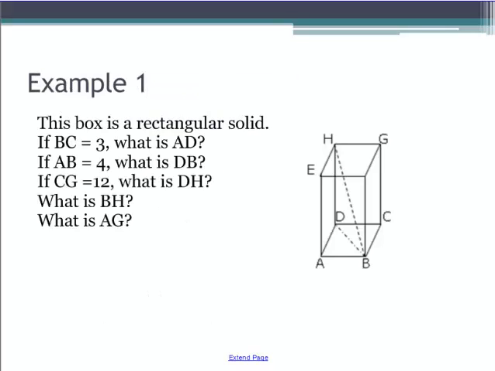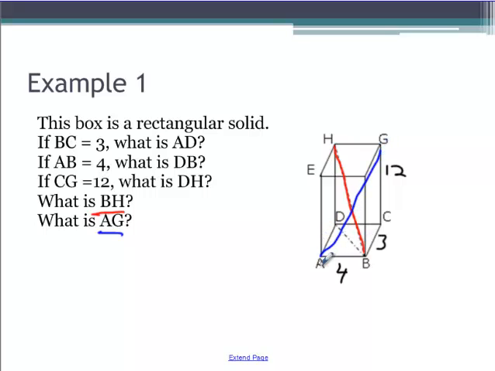So take a look at this box. It's a rectangular solid. BC is 3. AB is 4. CG is 12. I need to find 2 things. We're going to find BH. Let me trace BH in red. And then I'm going to find AG, and AG is in blue.